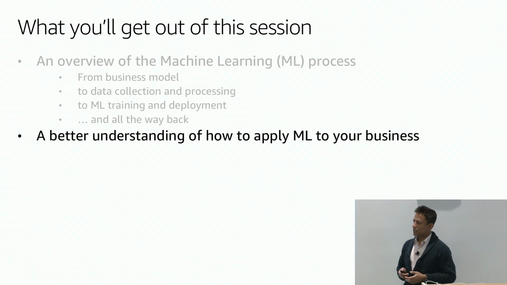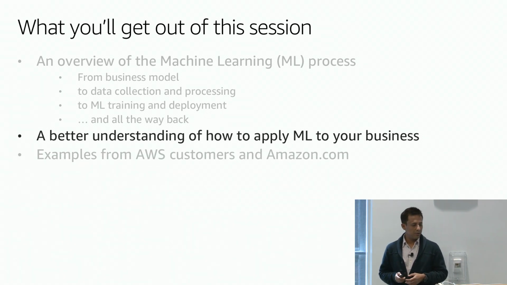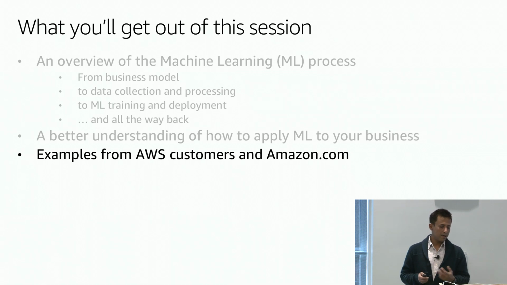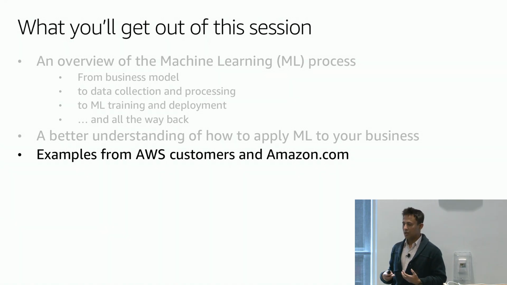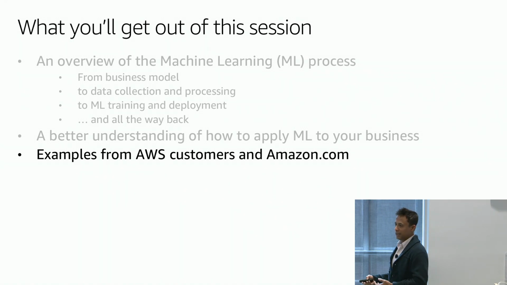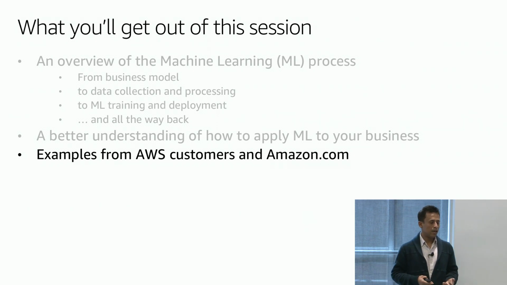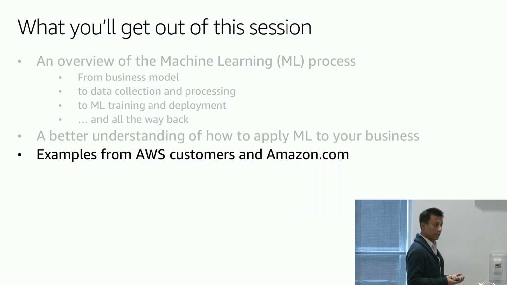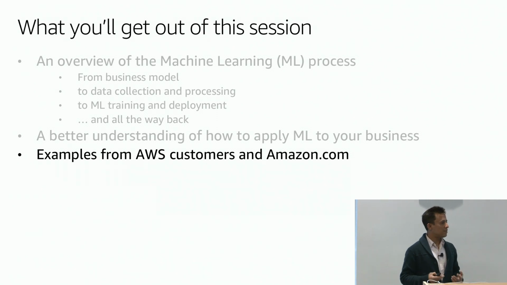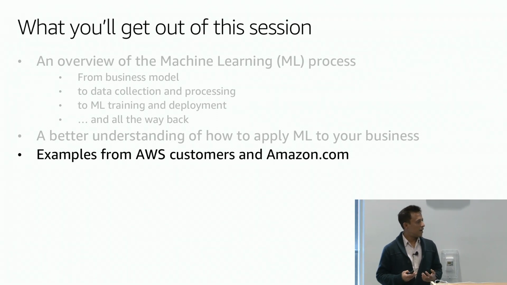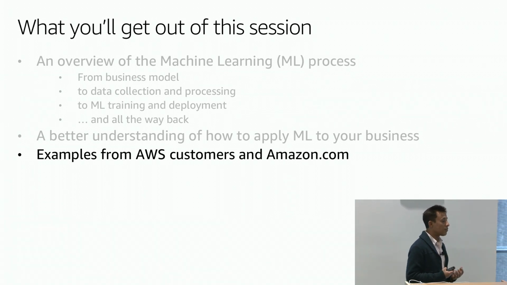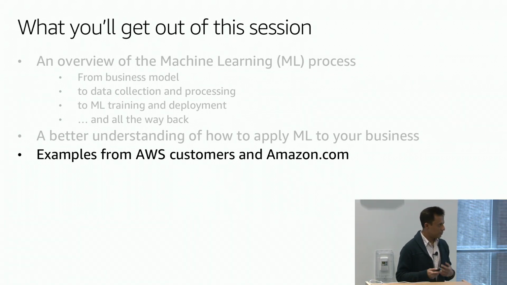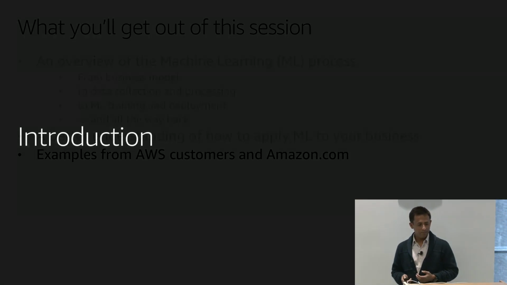You will also have a better understanding of how to apply machine learning to your business and some examples from AWS customers and Amazon.com. So I'm going to share with you some examples of how Amazon.com applies machine learning in its own retail business. In fact, most of these machine learning services that we are building for our customers come directly from the first-hand experience that we gained in applying those processes and those technologies in running Amazon.com for the past 20 years. So I'm going to share some of that story as well.